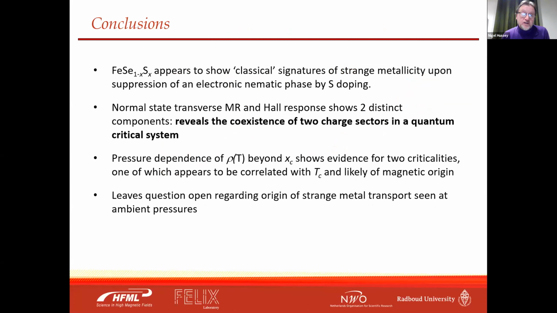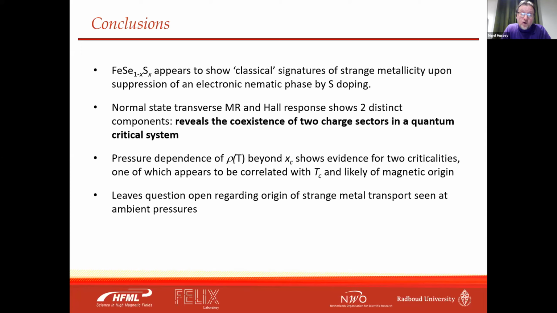Okay, so that brings me to my conclusions. Iron selenium sulfur shows a number of what are called classical signatures of strange metallicity upon suppression of the electronic nematic phase by sulfur doping. These are very much similar to those seen in barium iron 122. So one might argue, does this not mean that this is also scattering off critical fluctuations of a magnetic origin? If that is the case, then at the critical point around 17%, we should also see evidence for magnetic criticality, which, as far as I'm aware, has not been seen yet.